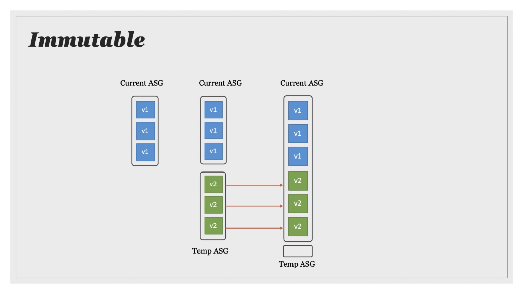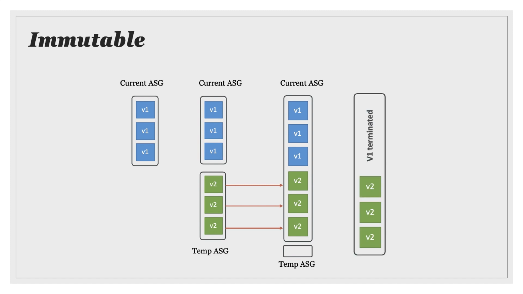So the first 3 instances will be running the previous version of the application, and the last 3 instances will be running the latest version, version 2, of our application. In the last stage, the version 1 instances are being terminated and we keep the version 2 instances, and the temporary auto-scaling group is also being deleted or terminated. So this is all about the immutable deployment strategy.